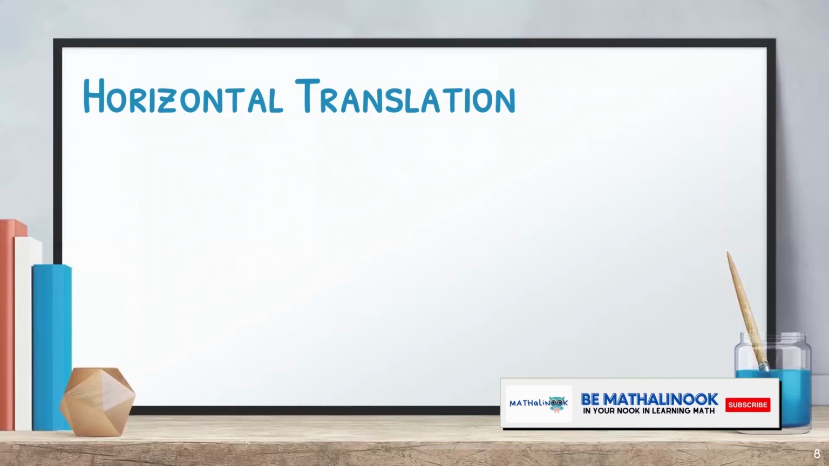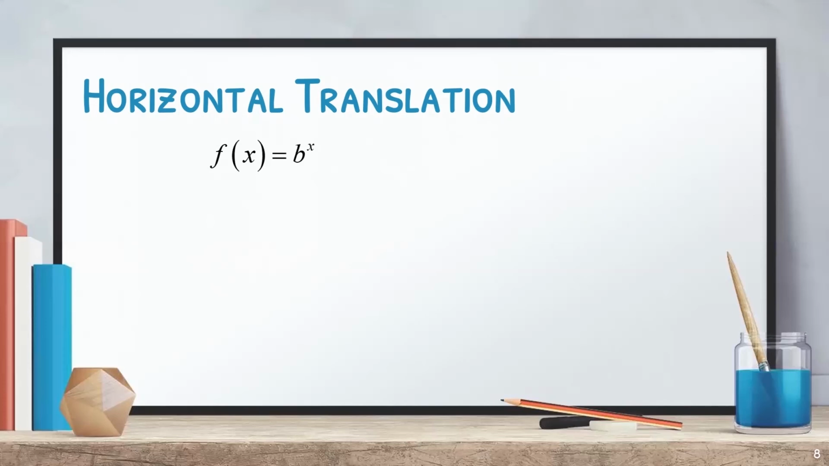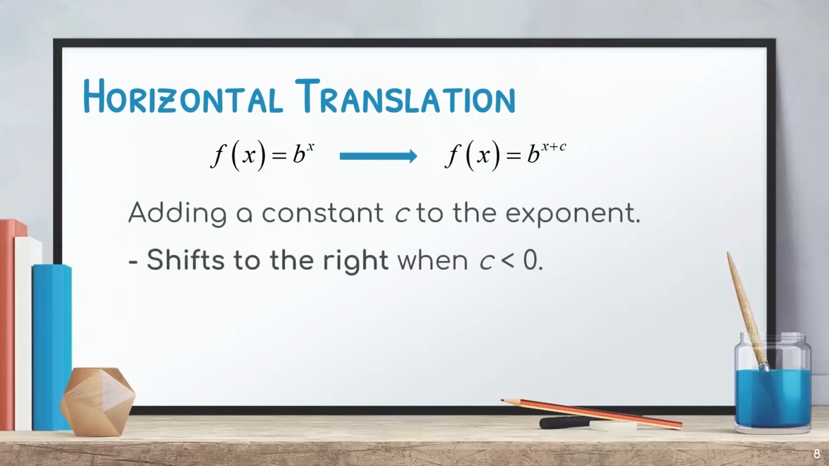What happened to the graphs earlier is called horizontal translation. It means shifting to the right or to the left. This happens when we add a constant c to the exponent. The graph shifts to the right when c is less than 0 and shifts to the left when c is greater than 0.